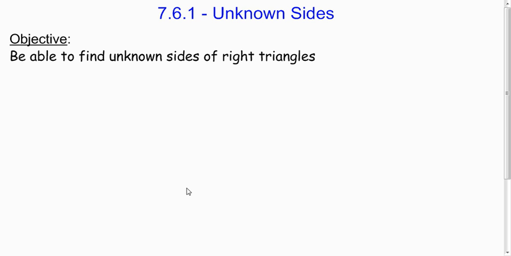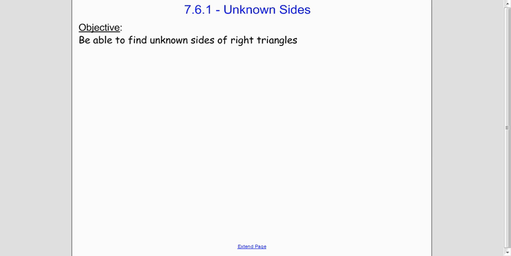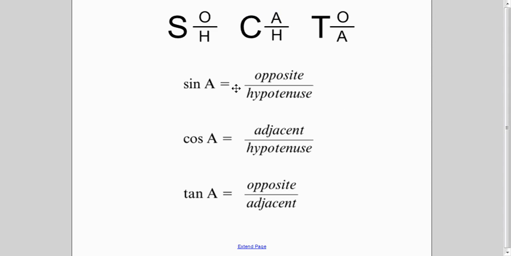Hello class, in this lesson we're going to learn how to find unknown side lengths of right triangles. First, as a warm-up, I'd like you to write down the definitions of the three basic trigonometric ratios: sine, cosine, and tangent. Let's take a moment on that, and I'll show you the answers. So here we have the three definitions, along with the mnemonic SOHCAHTOA.